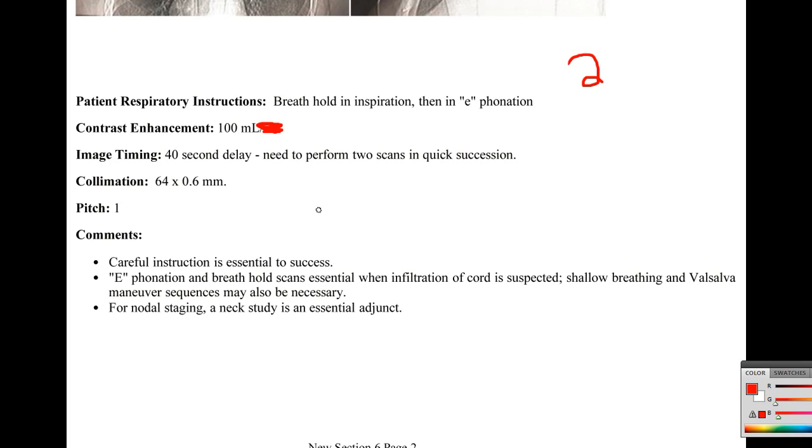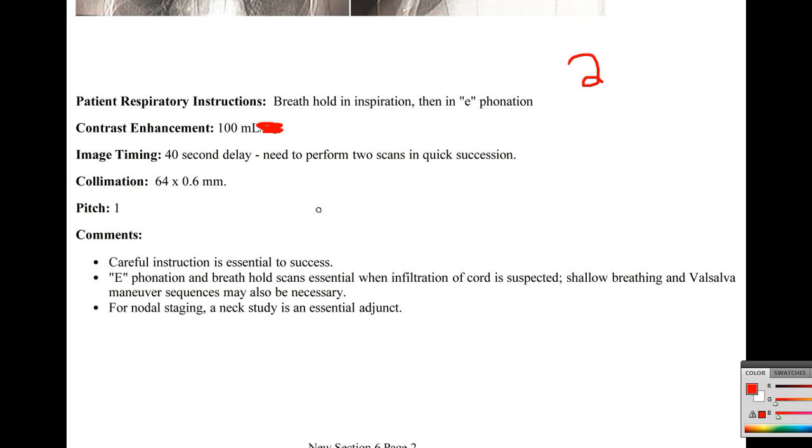Looking at the comments, we see that careful instruction is essential to success. Perhaps careful instruction is the most essential quality in providing excellent scans, because if the patient doesn't understand the instructions or what we're actually doing, then usually that will cause the scan itself to be a total disaster. And so it's essential that we use careful instructions.